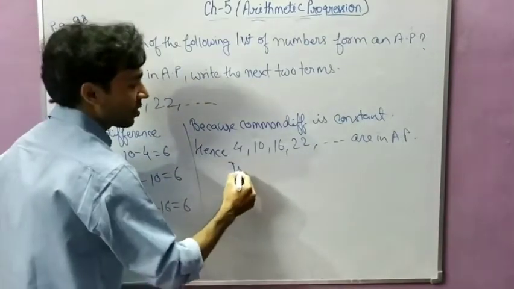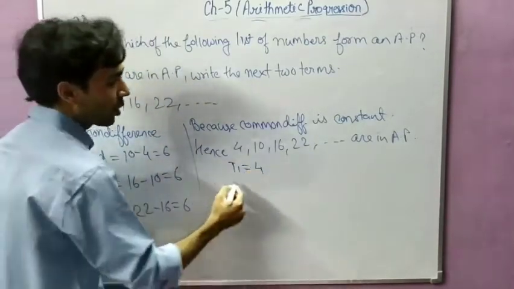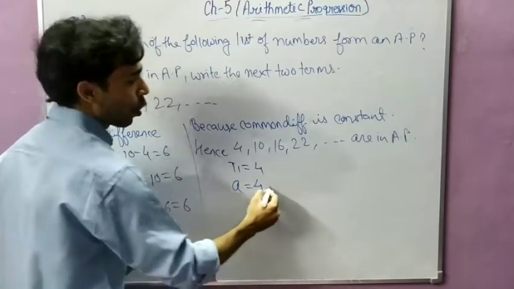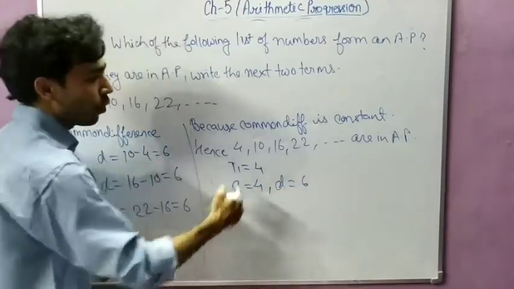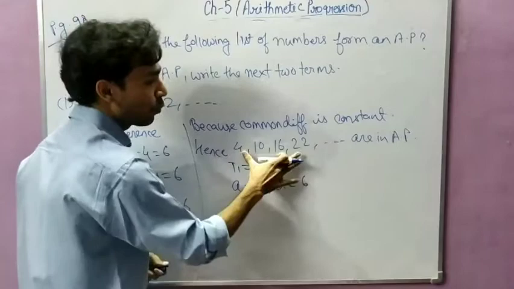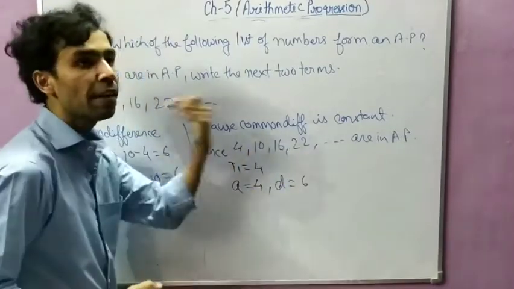Now the first term is 4, represented by A, that is 4. Common difference is 6. So what will be the fifth term? Because up to the fourth term is given, and we have to find the fifth term and sixth term.